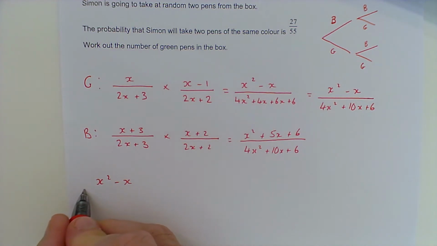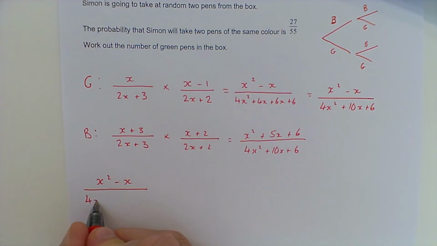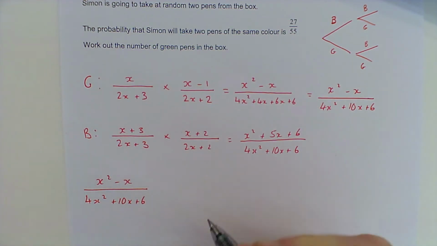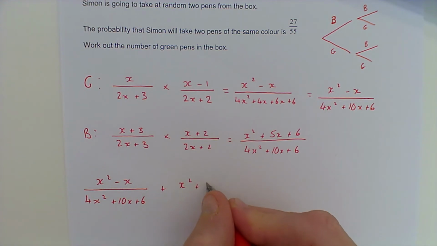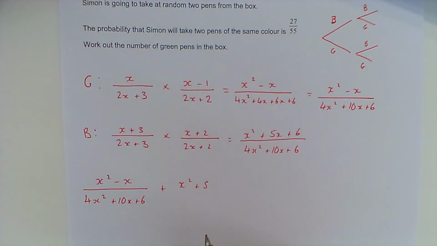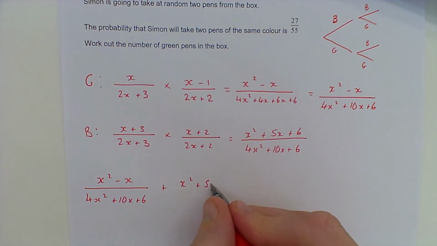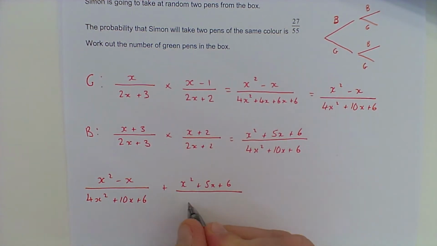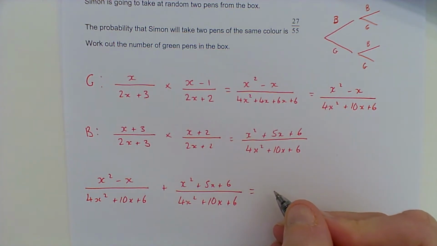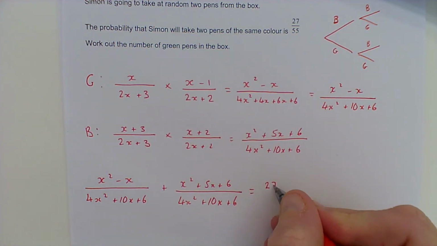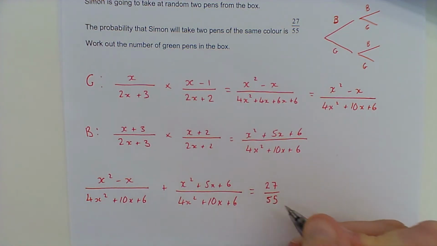x over 4x squared plus 10x plus 6, or the probability of picking blues, which is x squared plus 5x plus 6 over 4x squared plus 10x plus 6, has to equal 27 over 55.